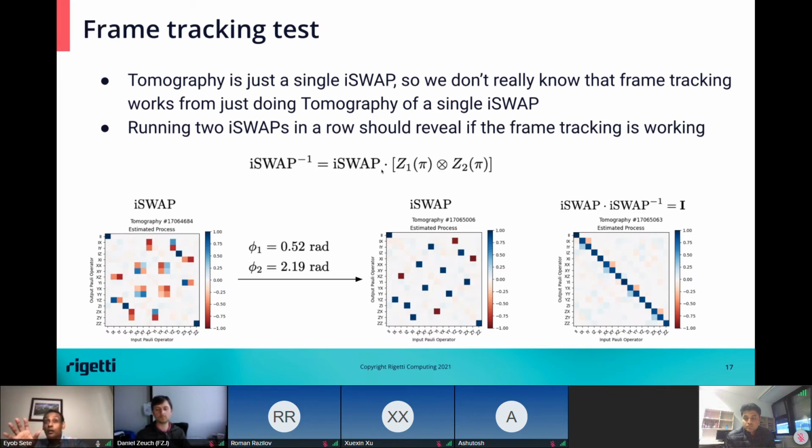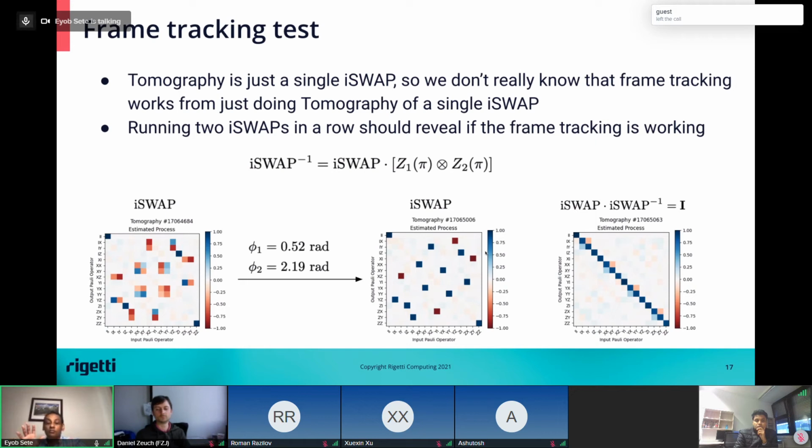It's really hard to construct the inverse of iSWAP using a real pulse. It requires some kind of tricks, but the easy way to do it is you apply iSWAP and then a virtual rotation on both qubits with a pi. That gives exactly the inverse of iSWAP. In any case, what we get is very close to identity. Yes, there is a little bit of phase.